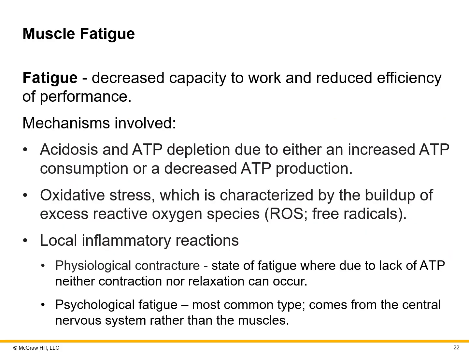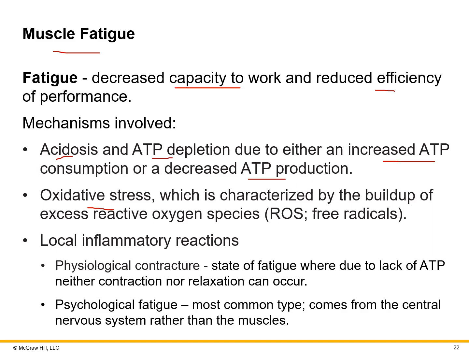All right, so what happens whenever our muscles fatigue? This is defined as the decreased capacity to work or reduced efficiency. So the mechanisms here: we can get acidosis. As that lactic acid builds up, that acid is going to alter our proteins and their ability to function. Running out of ATP: these are either due to an increase in consumption or a decrease in production.